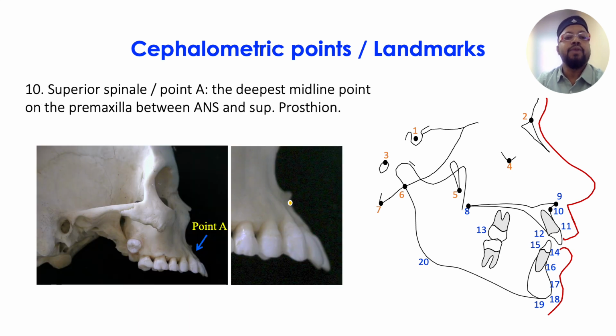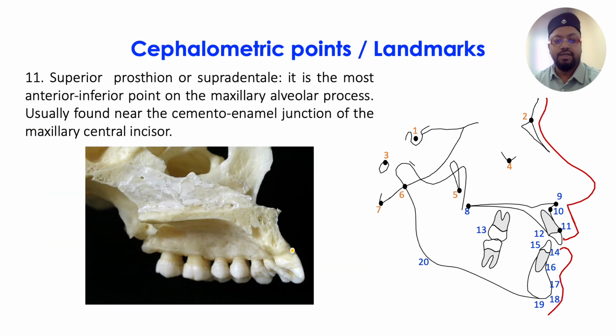Number 10, subspinale or point A, the deepest midline point on the premaxilla between ANS and superior prosthion. That is number 10, you can see the deepest point. Number 11 is superior prosthion or supradentale. It is the most anterior inferior point on the maxillary alveolar process, usually found near the cemento-enamel junction of the maxillary central incisor. You can see the blue arrow showing the superior prosthion.